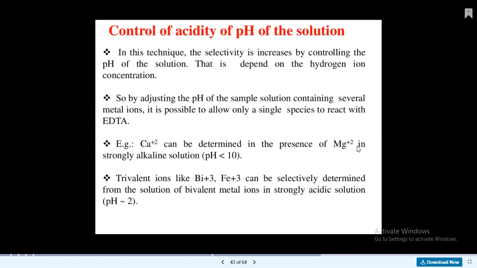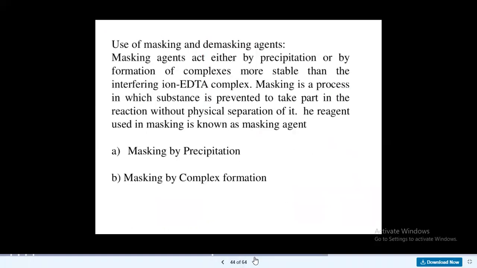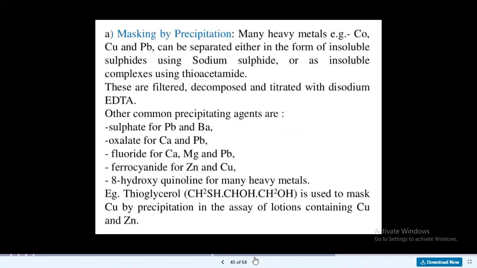Calcium can be determined in the presence of magnesium in strongly alkaline solution, that is the pH 10. इसी तरह trivalent like bismuth and the ferric can be selectively determined from the solution of the bivalent metal in strongly acidic one. By changing the pH, EDTA can be converted into the selective one. Masking by precipitation and masking by complex formation. हम masking agent हम इसमें use करते हैं.